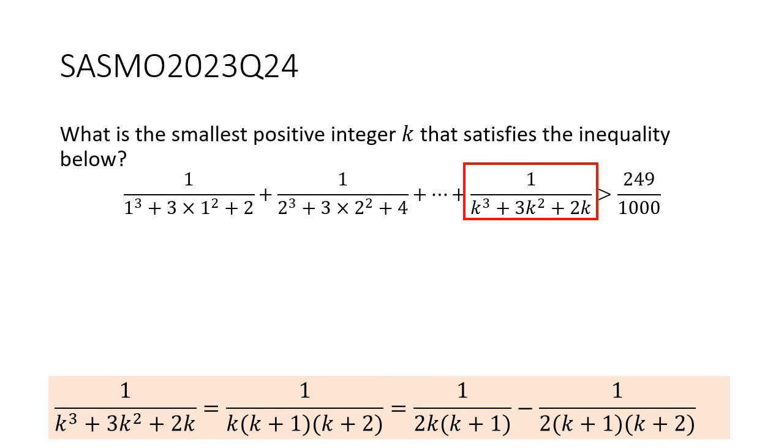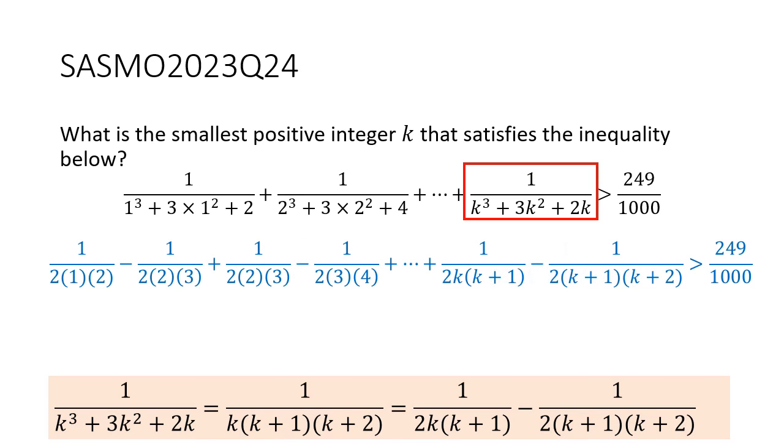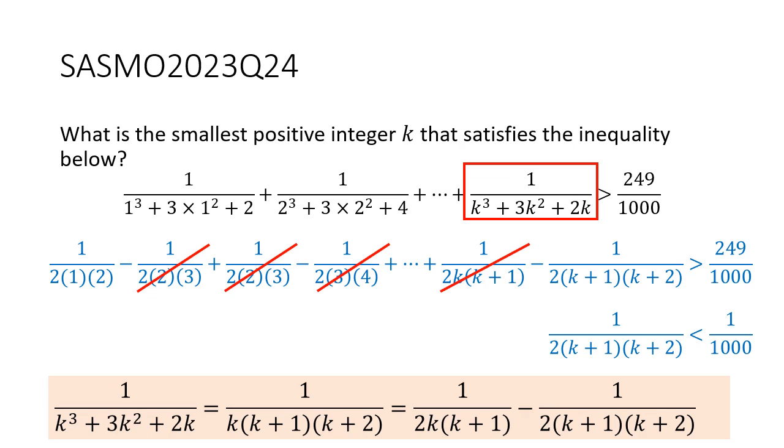Once you split each term into their partial fraction form, you can start cancelling the common terms. This will only leave behind the first term and the last term. So the first term, 1 over 2 times 2, that's 1/4. You can bring that over to the right hand side and you can remove the negative signs on both sides. This will simplify into 1 over 2 times k plus 1 times k plus 2 is smaller than 1 over 1000.